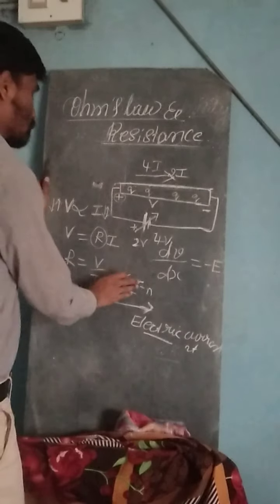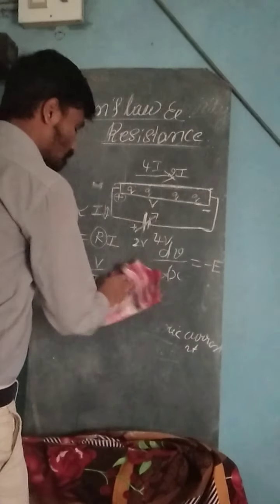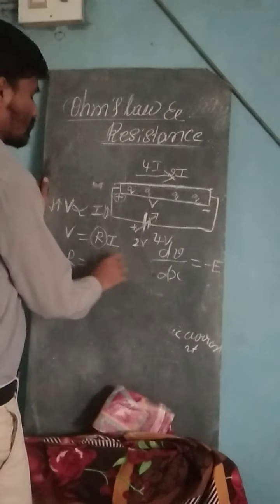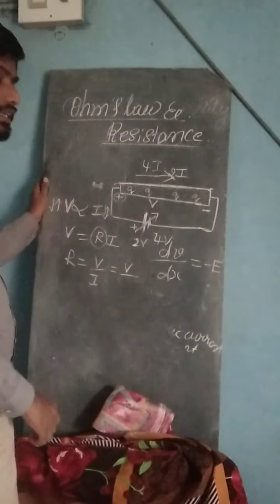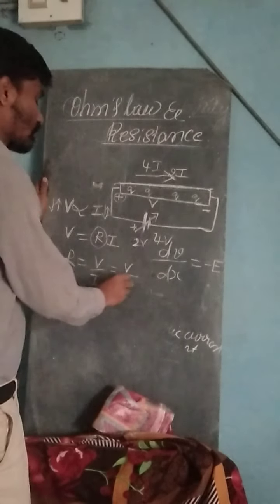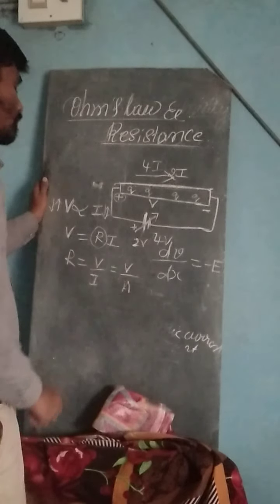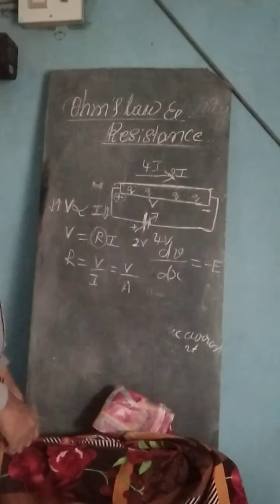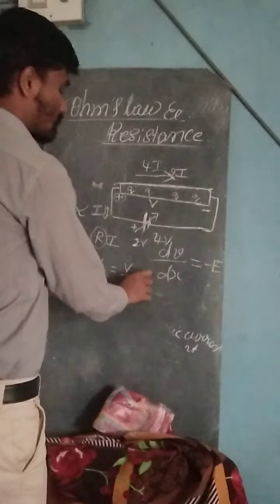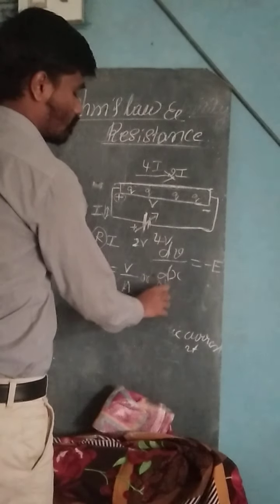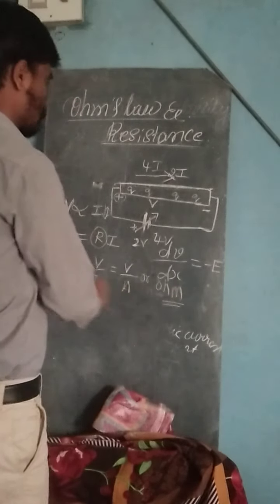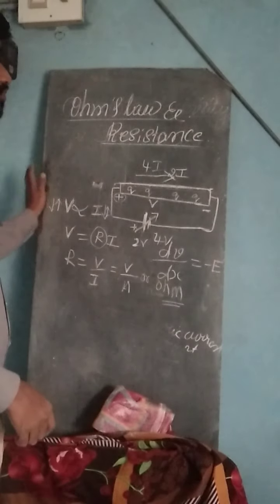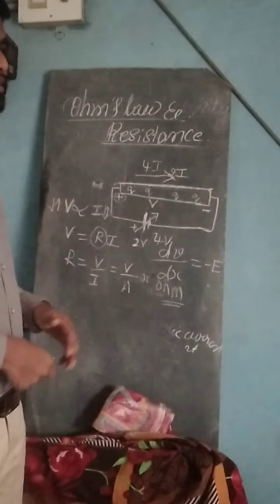So the SI unit of resistance is... SI unit of voltage is volt. You have to write directly volt. Then SI unit of current is ampere. Volt per ampere is the SI unit of resistance, or it is the scientist's name, that is Ohm. Ohm is the SI unit of resistance. So this is Ohm's law and resistance.